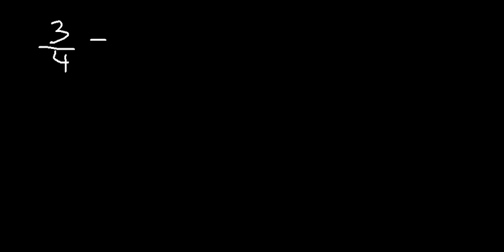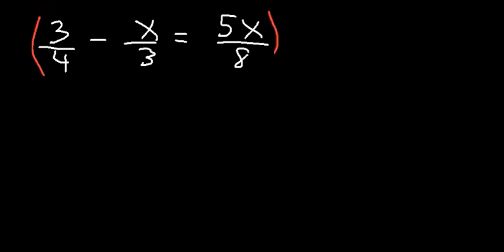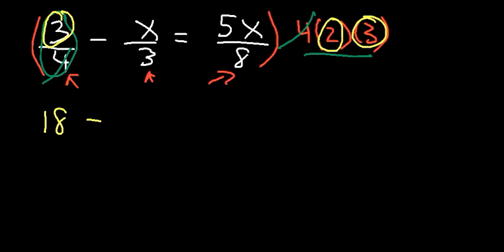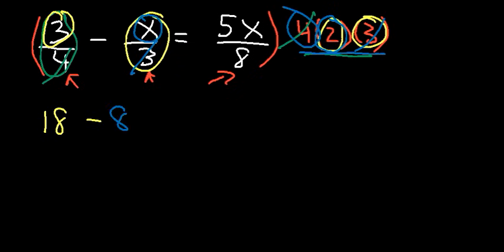Let's try this one. 3 over 4 minus x over 3 is equal to 5x over 8. So 8 is the same as 4 times 2. So I'm going to multiply both sides by 4 times 2, which is 8. And that gets rid of the 4 and the 8 at the same time. But it doesn't get rid of the 3, so I need a 3 as well. So 3/4 times 4 times 2 times 3. The 4's cancel. So what we have left over is 3 times 2, which is 6, times 3, that's 18. Now x over 3 times 4 times 2 times 3. The 3's cancel. So we get 4 times 2, which is 8, times x, that's 8x.